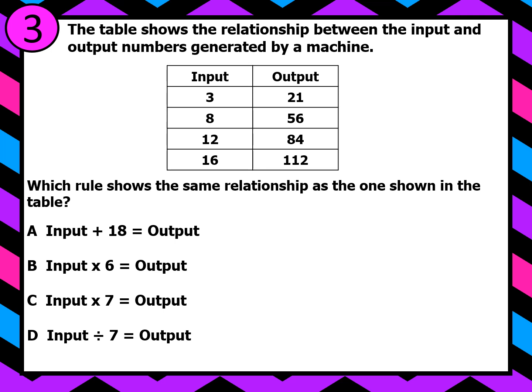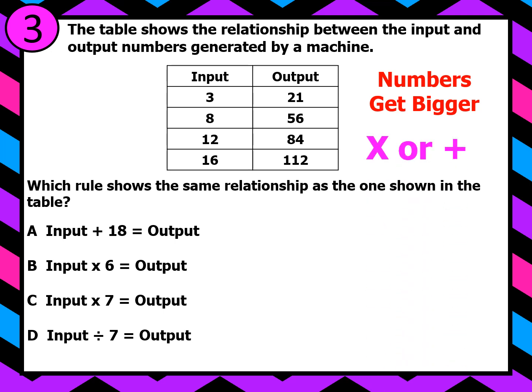The first thing I'm going to do is analyze the numbers in the table. When doing this, I notice that the numbers are increasing or getting bigger. This lets me know that my rule has to be either multiplication or addition. Because of this, I know that the answer here cannot be D because that is a division rule.